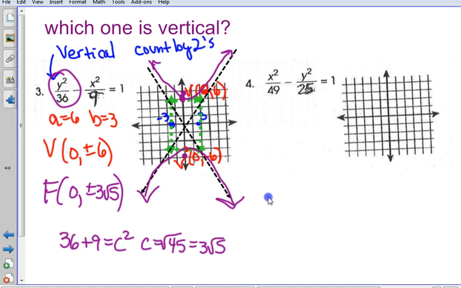All right. Any further questions? Oh, I forgot one thing. Asymptotes. What do I need to do? y equals plus or minus y over x, so it's 6 over 3, which is 2.